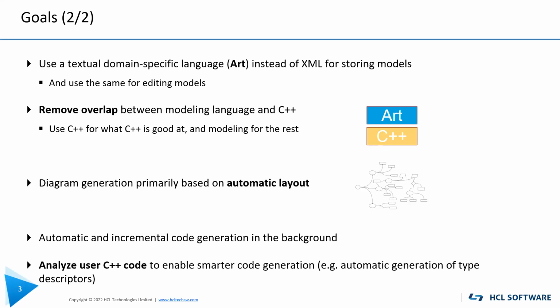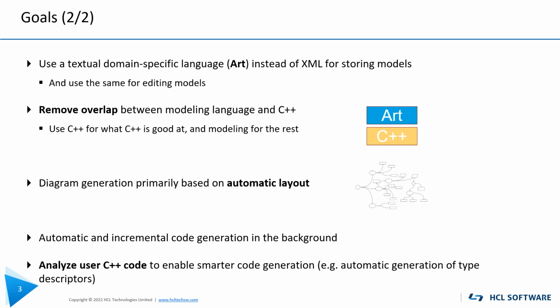Then we also wanted to fix a problem that we have today in Artist. Today there is an overlap. The target language C++ and UML have some overlap. For example, if you want to create an operation in a class, you can do that either at UML level, or you can do it as a member function in C++. And there are many examples of that.